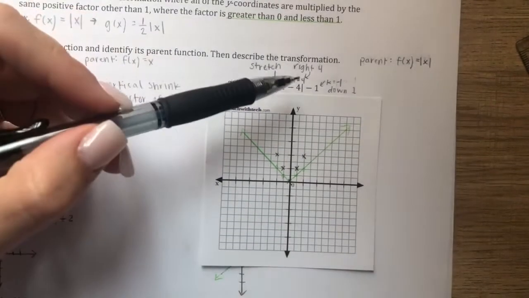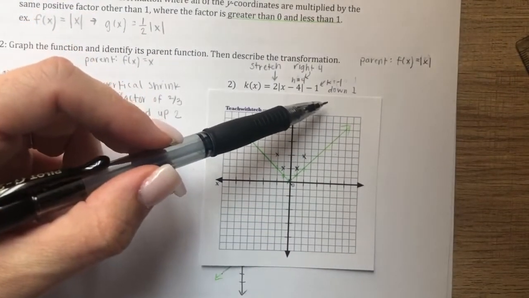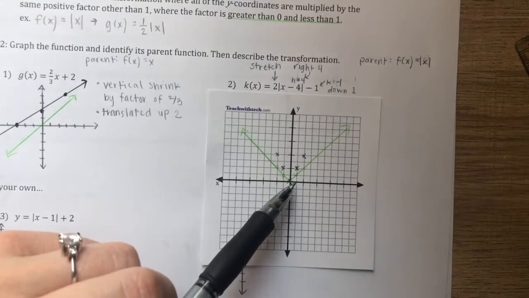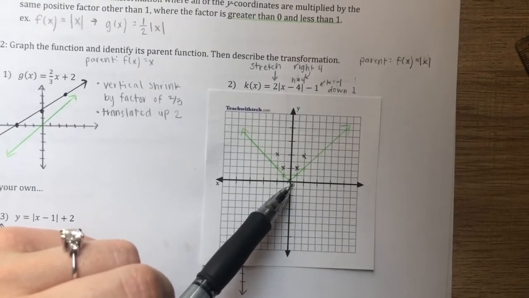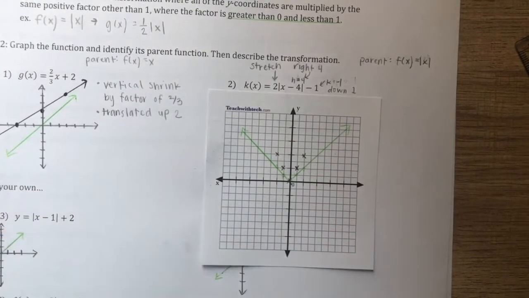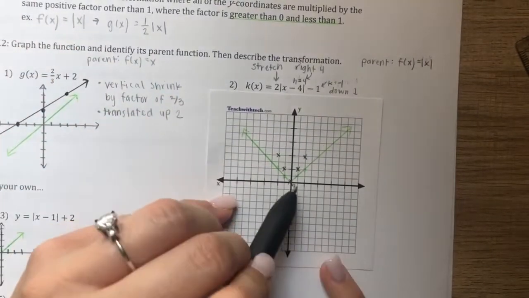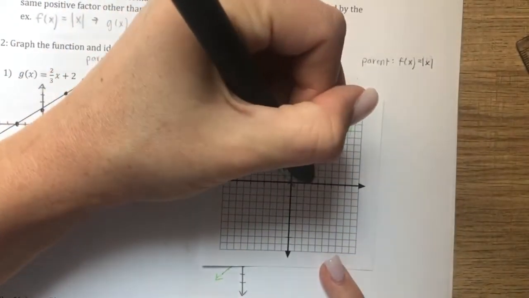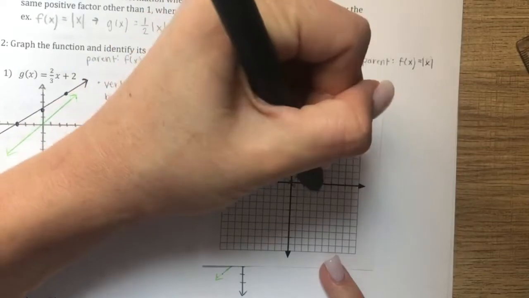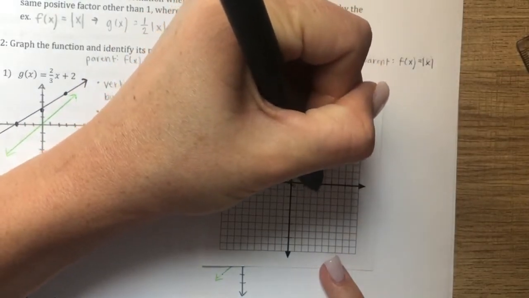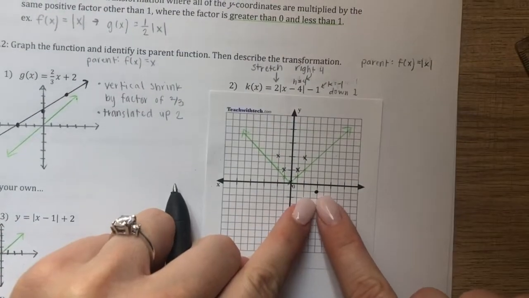So if we're translating right 4 and down 1, you can simply start with these points and just count them off to shift them all right 4, down 1. So if I start at 0, 0 and I go right 4, so 1, 2, 3, 4, and then down 1, this is my new vertex.